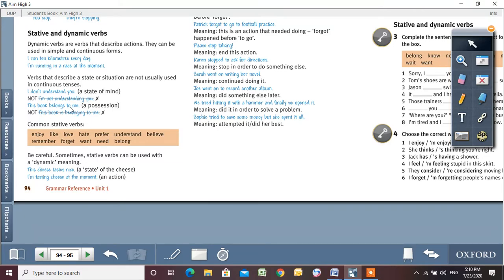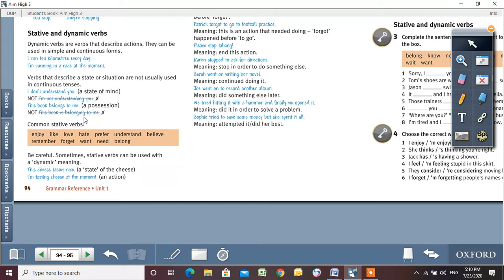Verb like belong, it expresses a possession. So this book belongs to me. Again, you use it in the present simple, but you cannot use it in the present continuous. Not this book is belonging to me.